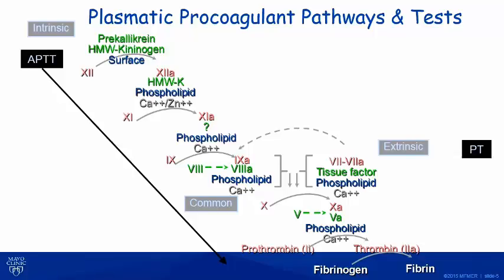The extrinsic, this pro-time test, assesses the extrinsic and common pathway. The DRVVT starts by adding a snake venom activator, a factor 10, and bypasses all of that. The thrombin time is done simply by adding thrombin to the reagent. And I'm sorry that the size of these slides is not fitting on the screen, but in the app I think you'll be able to see them.